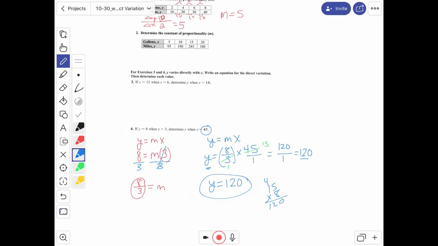And you do the same thing for number 3. And there will be a test question like these.